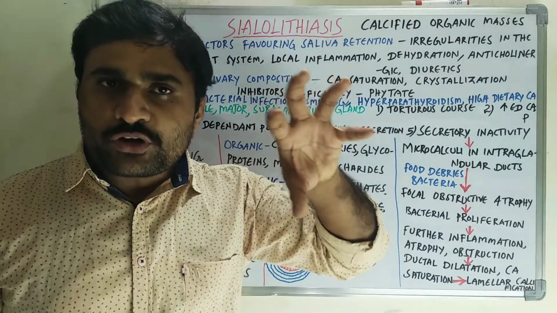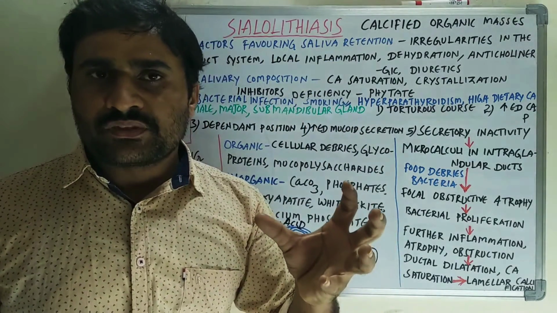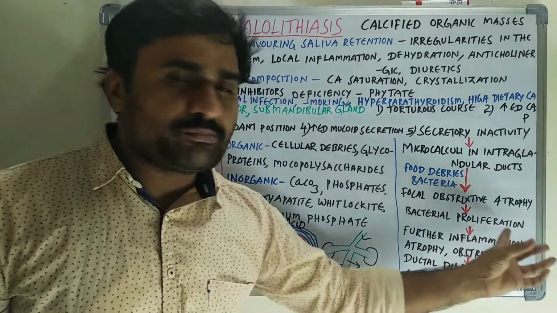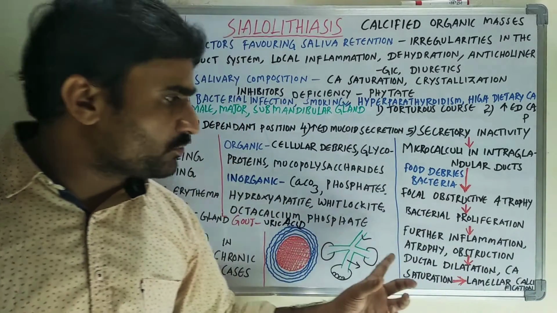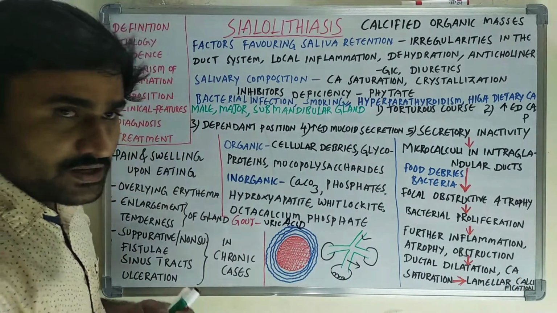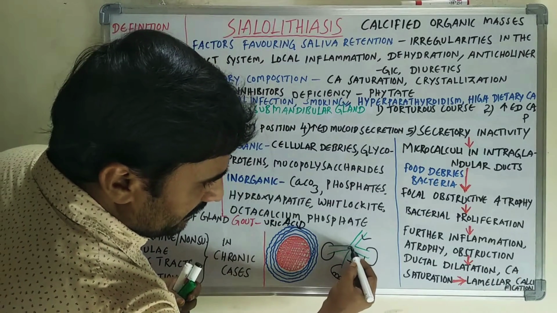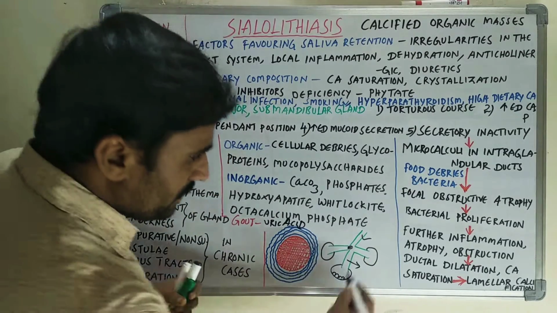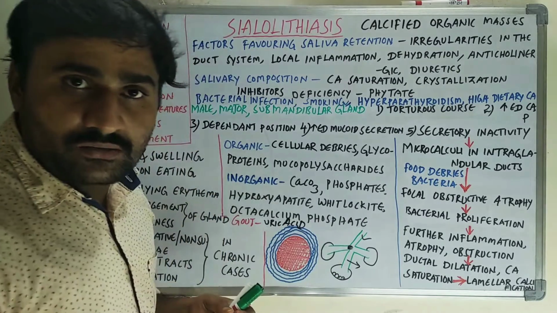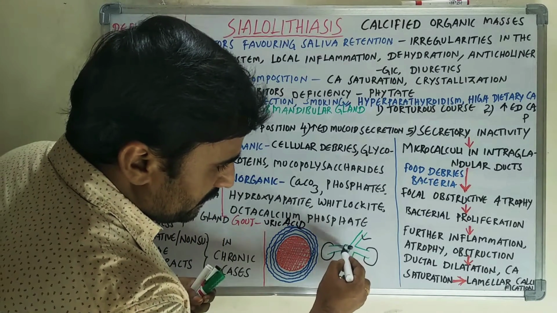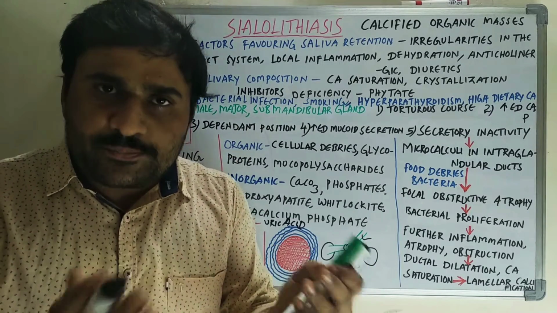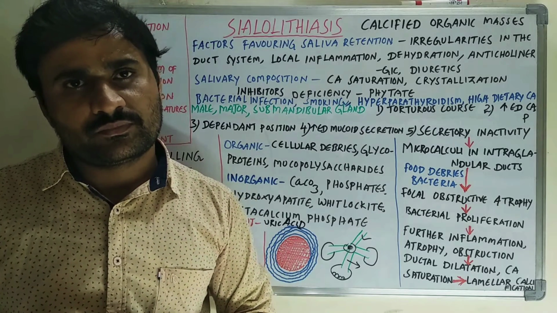Because of the protection of the microcalculi like this, the bacterial proliferation will be more. Because of the bacterial proliferation, it will lead to further inflammation, atrophy and obstruction. That means if there is calculi formation at this region, initially it will be small, but as time progresses, it will become more, and there is more obstruction to the salivary secretion, right?